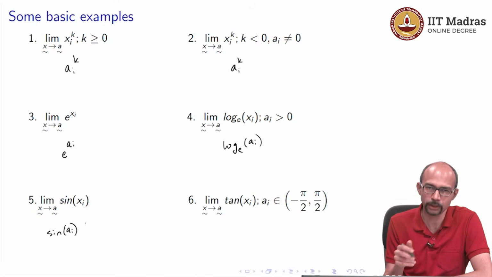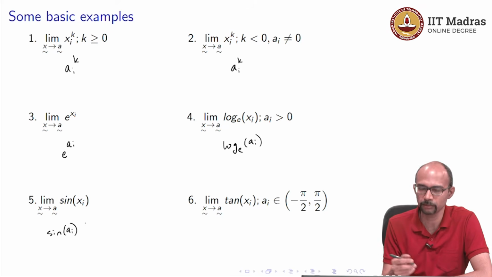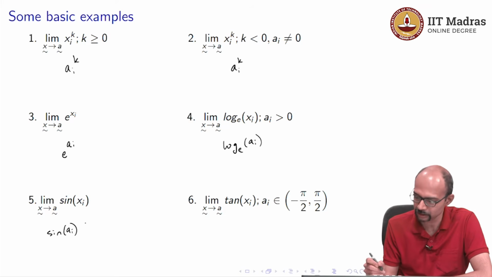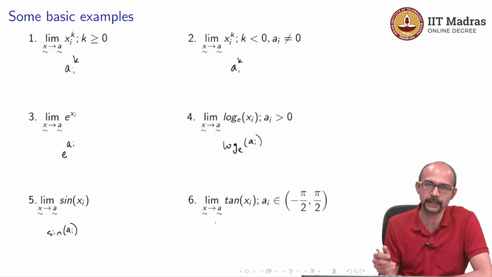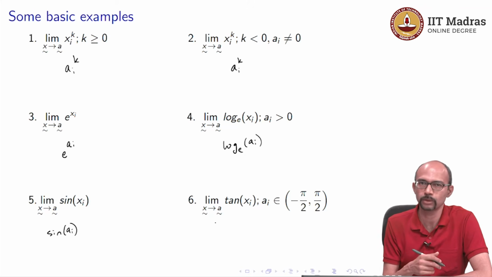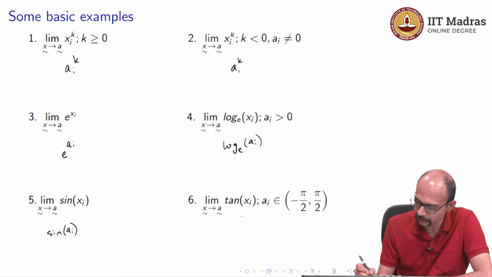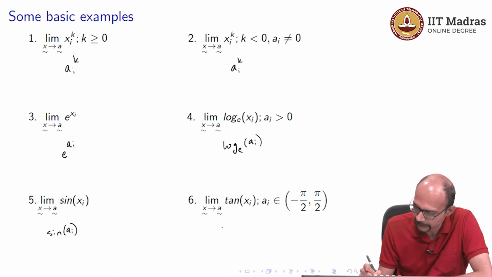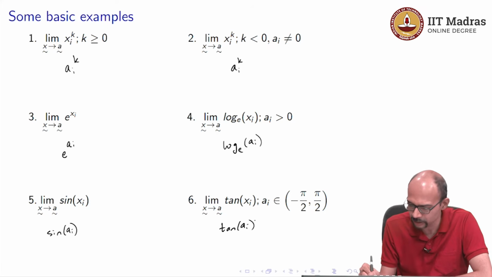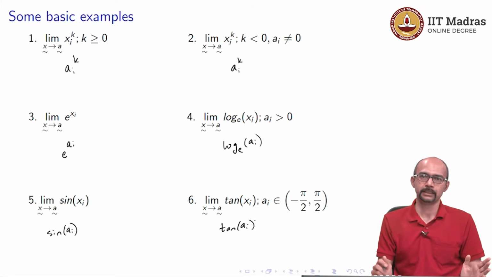Please check this, whatever I am doing this fast, because I think this is very doable from what we have done before, but you should check this for yourself. It is very important that you check these and understand what is being said here based on the definitions in the previous slides. Fine. And then finally, if you have tan of x_i and a_i is between minus pi by 2 and pi by 2, then this is tan of a_i. So, this is nothing very deep.